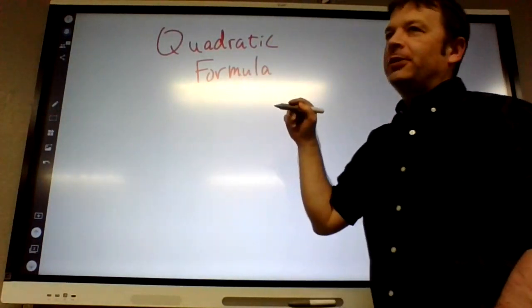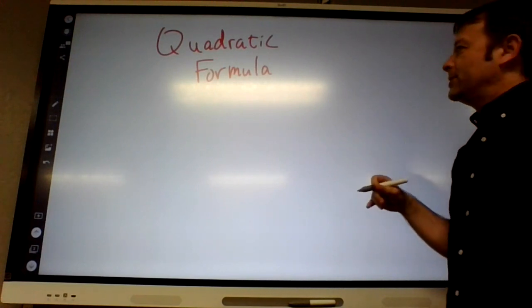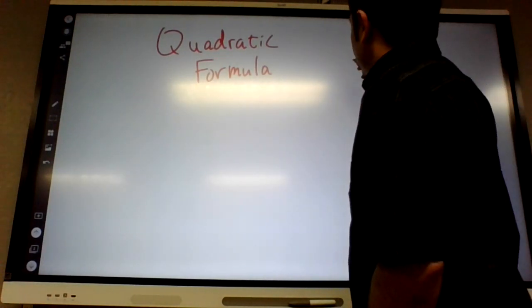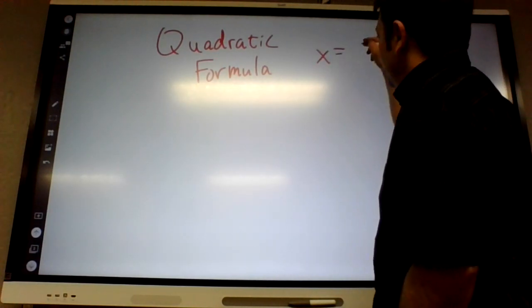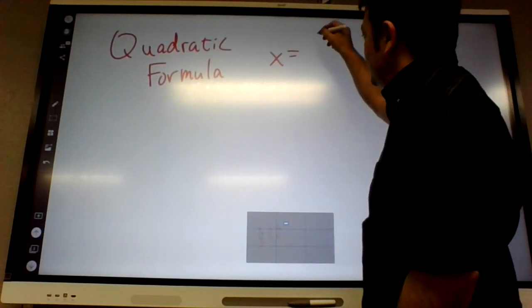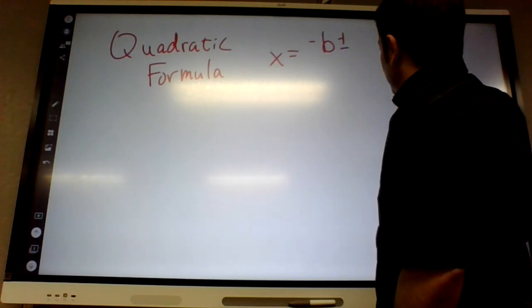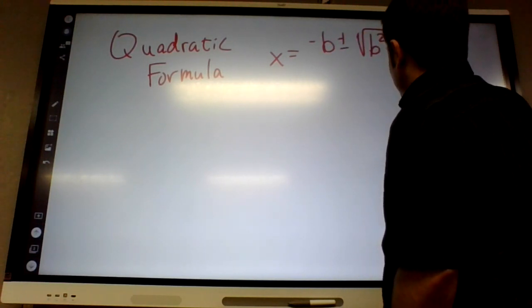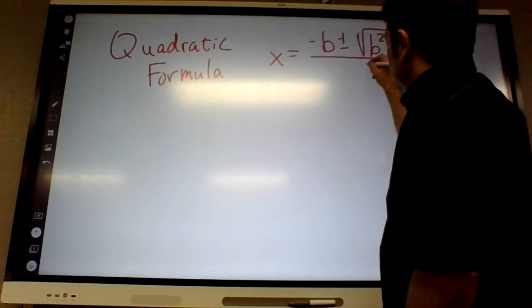This is from Algebra 1, although I know that's a long time ago. We probably spent like 2 days on it in Algebra 1 or something. The formula, we are going to have this memorized by the time the test rolls around, by the way. X is equal to negative b plus or minus the square root of b squared minus 4ac all over 2a.